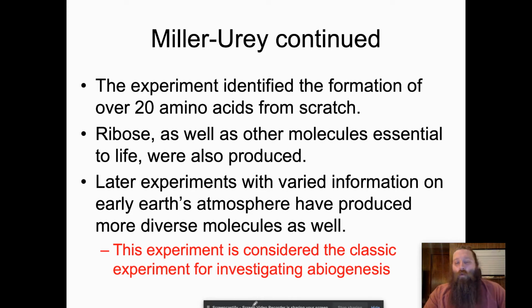And with more information that we have learned about the early atmosphere, we've redone this experiment, and we've even produced some bigger molecules that are important to life since then. Here's the big takeaway. The Miller-Urey experiment is the classic abiogenesis experiment. And this is what they said: you can make the ingredients for life from non-living things and a little bit of lightning. All right? So there it is.